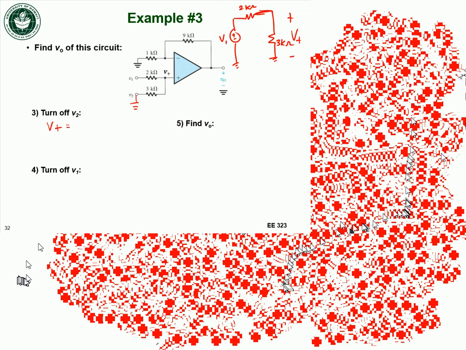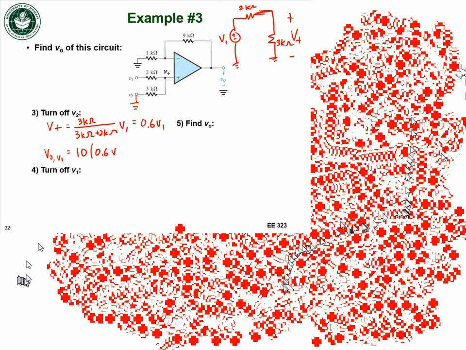What kind of circuit is this? Voltage divider. So it'll be 3 kilo ohms over the total resistance times V1. That's 0.6 times V1. And I know my output voltage due to V1 is 10 times the voltage at V plus, which is 0.6 V1. So it's 6 V1, if I only have voltage source 1 turned on.